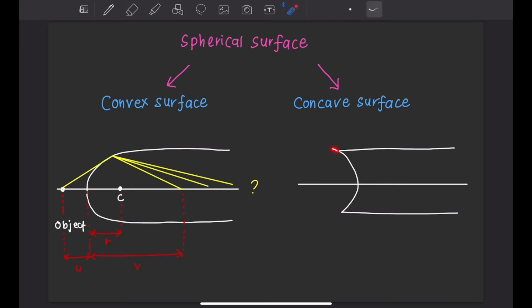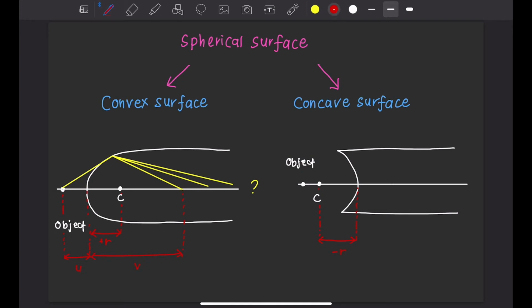So for the concave surface, we also have an imaginary circle with the center at the middle. And from the center to the vertex of the surface, we have the radius of curvature. And for concave, we have negative r. And for convex, we have positive r. Forgot to mention that.